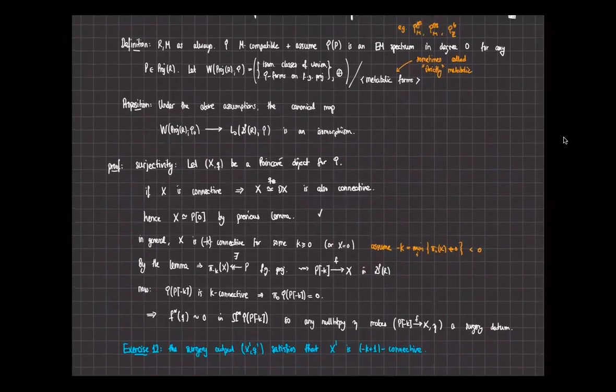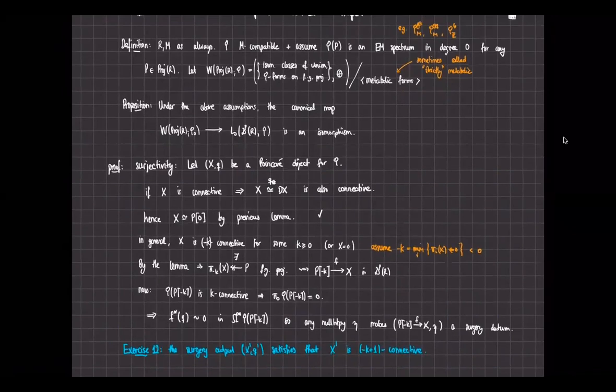Okay, so let me argue about surjectivity first. So suppose you have any Poincaré object for Ϭ representing an element in this L group. So if X is connective, what happens? Well, then X is already isomorphic to its dual, right? Because it's a Poincaré object, and hence the dual is also connective. And recall that connective means 0-connective.